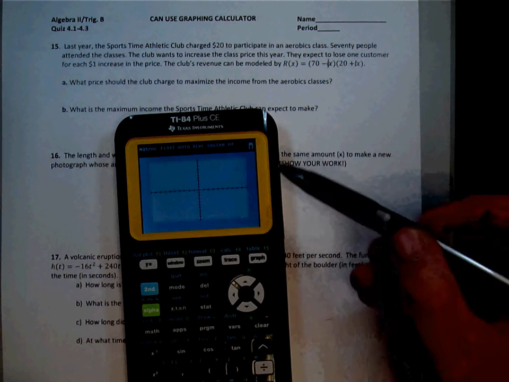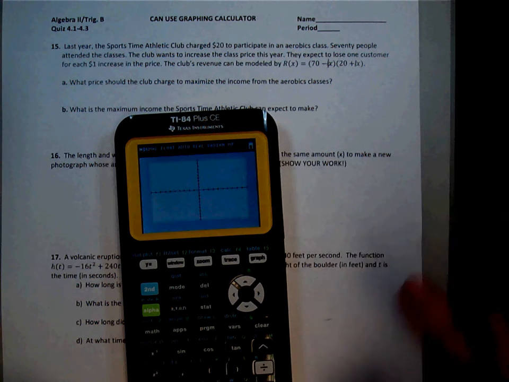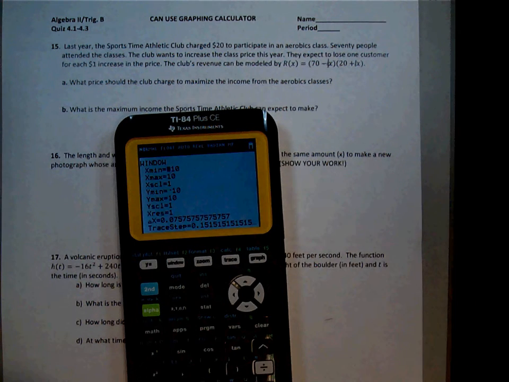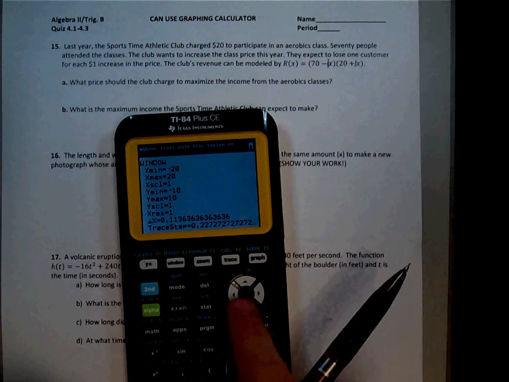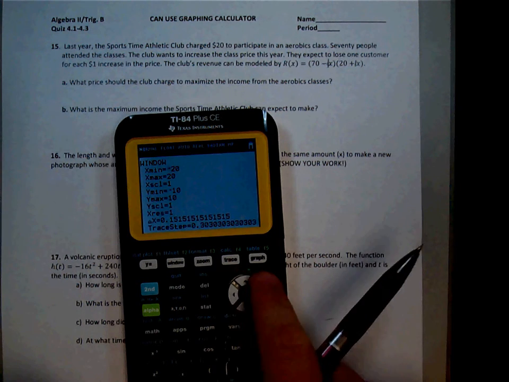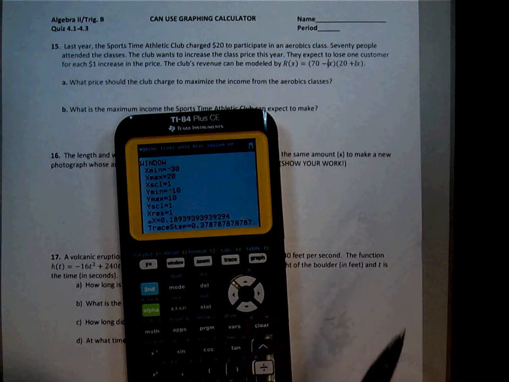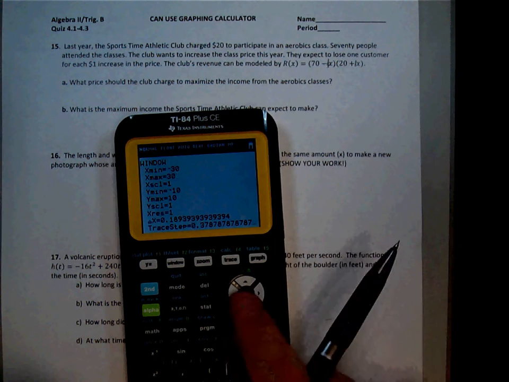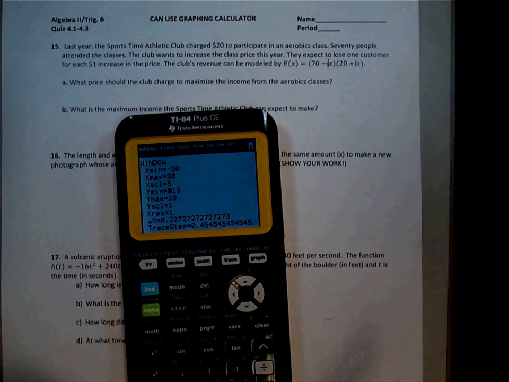Might not be a good window. I wait for my wheel to stop spinning. It's done, so it looks like I need to change my window. Okay, it went from negative 10 to 10. That apparently wasn't good. I'm going to try negative 20 to 20. I don't really know what it should be yet. Maybe I should go a little further. Let's go negative 30 to 30. I'll go by 5s or something. For y's, I can leave the negative 10.